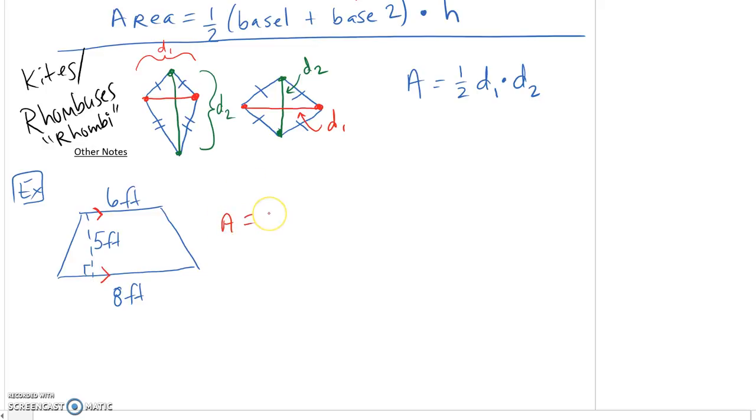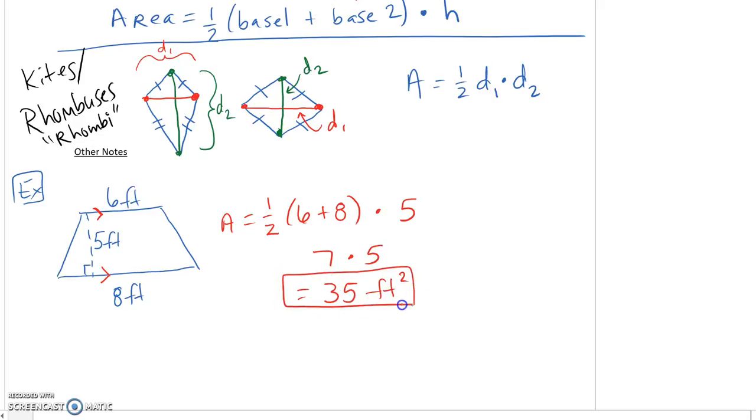So the area is the average of the bases, which is 7. Do you see between 6 and 8 is 7? I'm going to go ahead and write it out. The average of the bases times the height. So 7 times 5 is 35 square feet. When you have all the numbers, it's pretty easy to do.